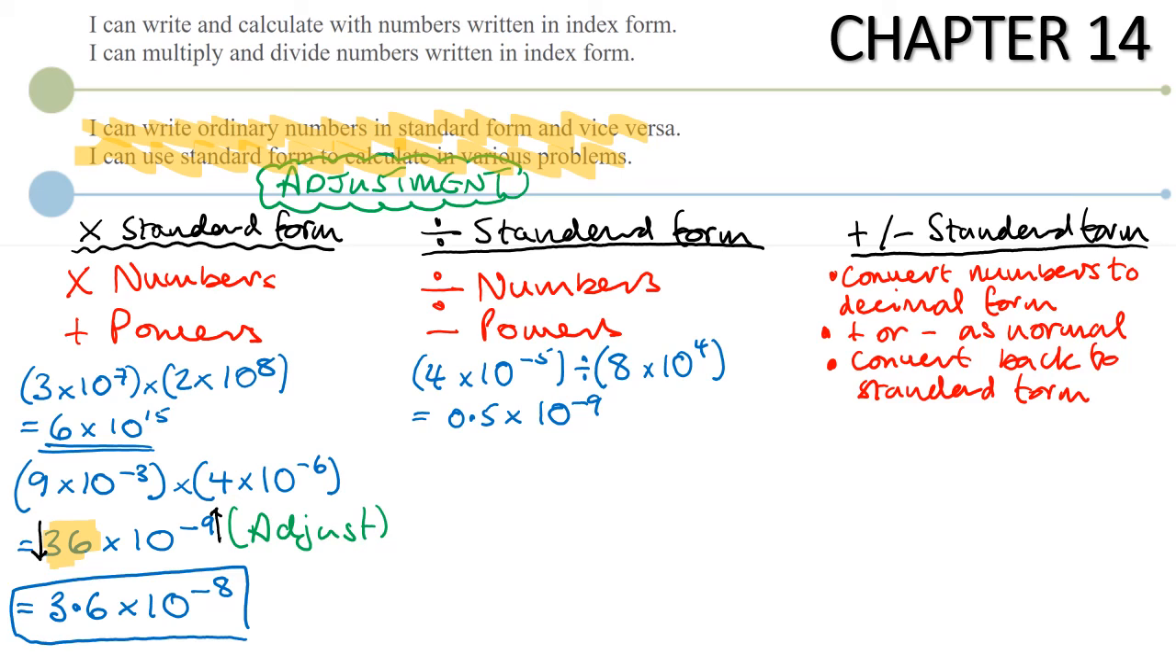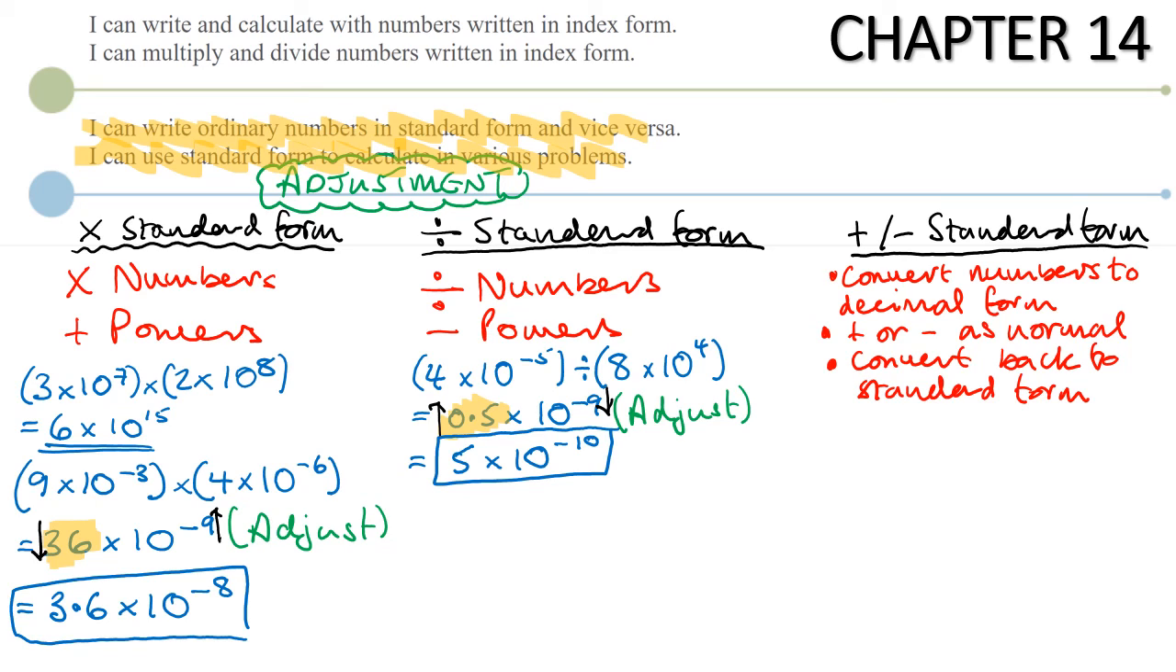Now on this one, like the last one, I need to adjust, because that number at the front there is not between 1 and 10. I need to make it bigger, and I'm going to make it bigger by doing one jump of the decimal place, which means I need to make the power smaller by 1. So if I do that, I will get 5 times 10 to the power, if I've got negative 9, I'll take 1 away, negative 10. So it's the same number as the previous one, but now this is in proper standard form.